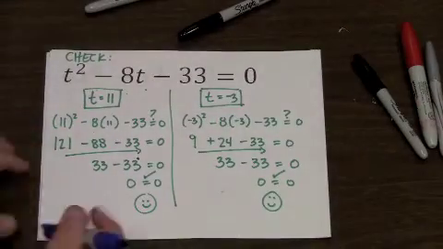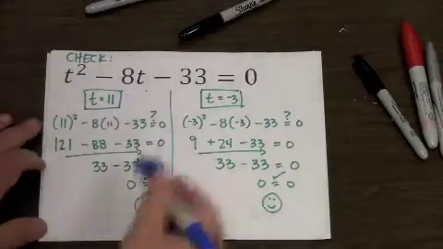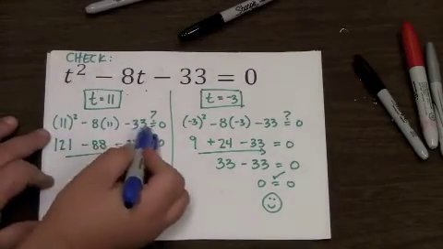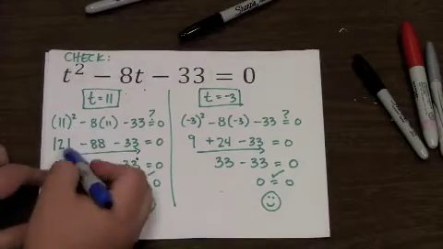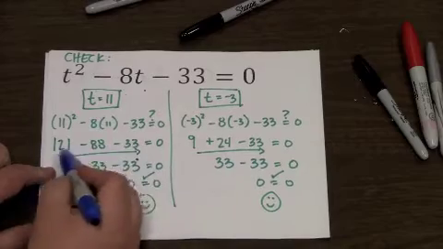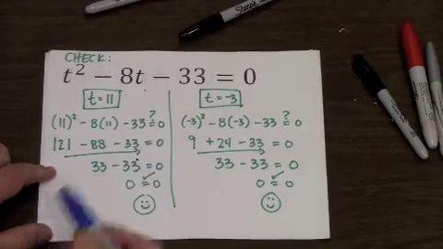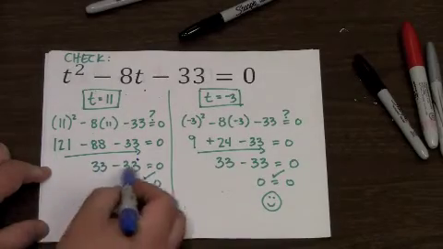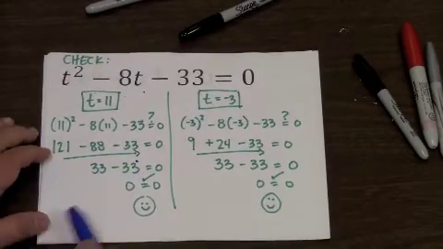Already done this for us here. I did t equals 11 first. That's okay. Let's plug it in and get 11 squared minus 8 times 11 minus 33. Well, 11 squared becomes 121. 8 times 11 is 88. And remember, when we're adding or subtracting, we work from left to right. So I get 121 minus 88, 33. And 33 minus 33 is 0.